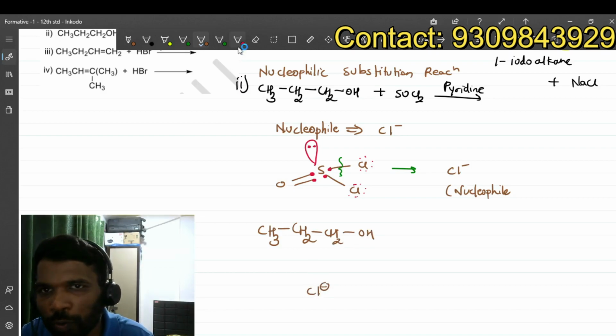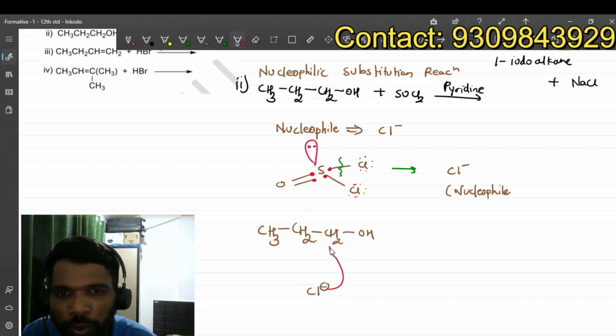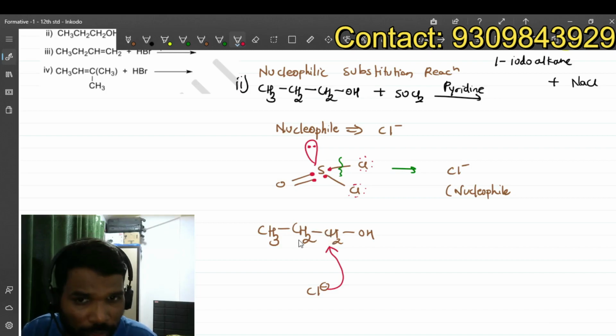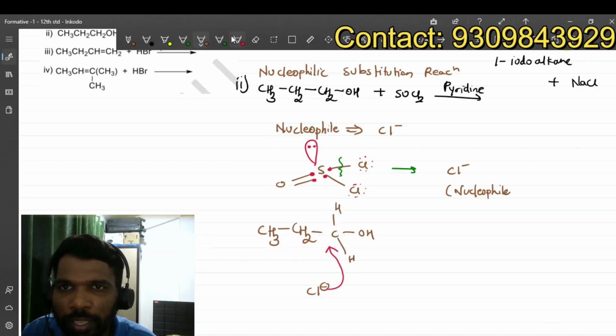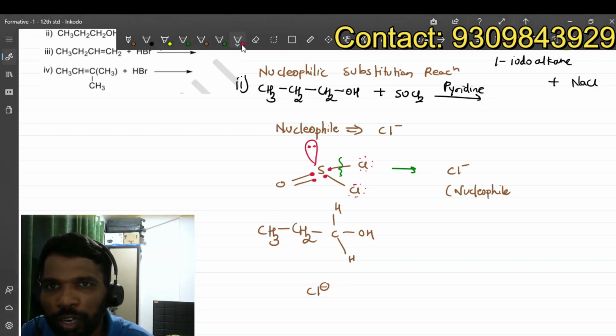My question to you everyone: why is this chlorine going to attack on this carbon only? There are other carbons also. So what is the reason for that? The reason is very simple. If I open up this carbon attached to oxygen, it has this hydrogen and this hydrogen. So the attack is going to take place specially on this carbon.